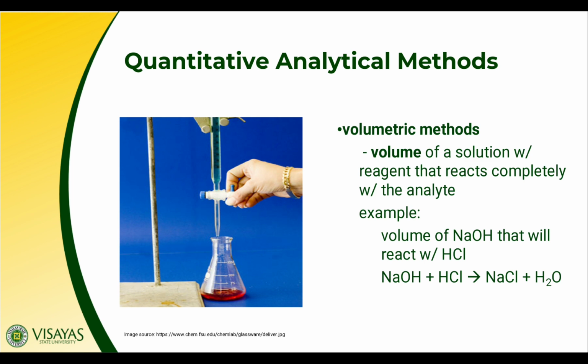An example, the most common one that we'll be using, would be titration methods. The reagent that is mostly used would be sodium hydroxide. And with that, we could determine the amount of, say, HCl or hydrochloric acid in a sample by reacting it with a certain volume of sodium hydroxide at a known concentration. The important thing that we also need to establish would be the balanced chemical reaction between the two chemical species.